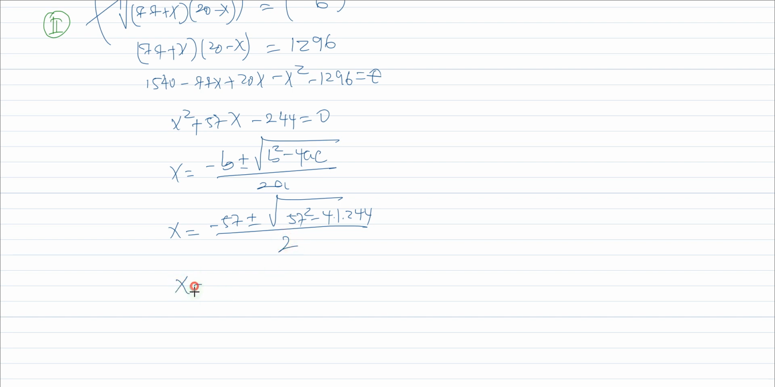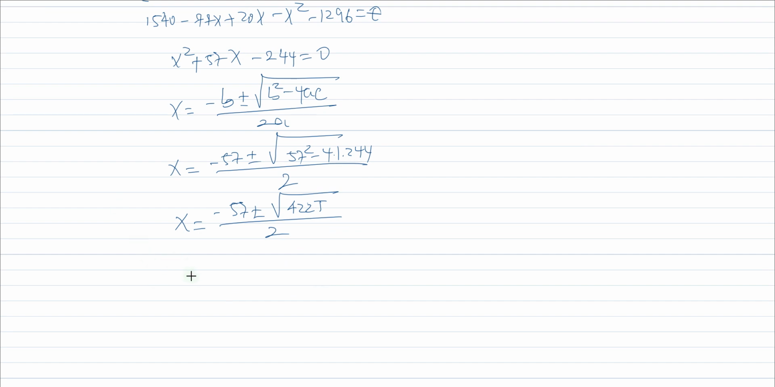So then we're going to have x equals minus 77 plus or minus the square root of 4225, and this is divided by 2. So from here we're going to have that x is equal to minus 57 plus or minus, this is actually 50. The square root of this will be 65, okay, and then divided by 2.